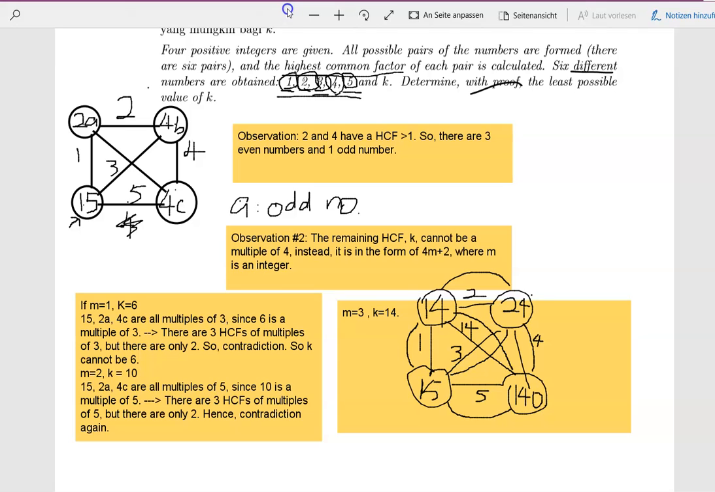So with our written proof over here, this is our written proof. We have proven that the least possible value of k is 14. So yeah, QED, we are done.